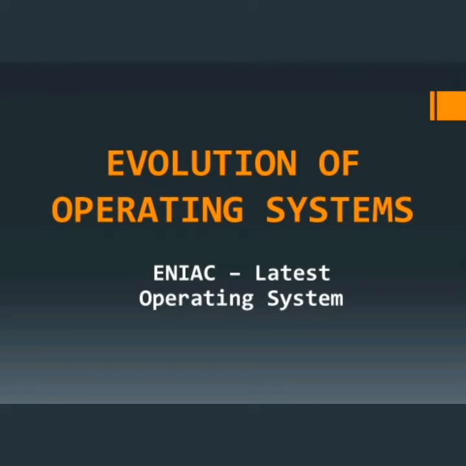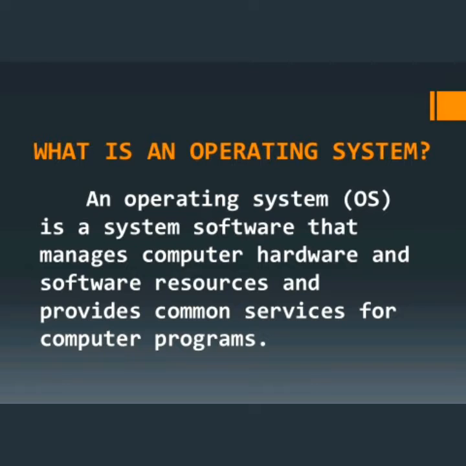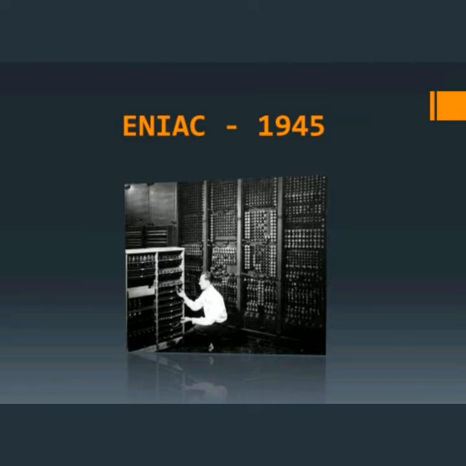Greetings! Today we are going to talk about the evolution of operating systems. An operating system is a system software that manages computer hardware and software resources and provides common services for computer programs. In 1945, ENIAC was born.